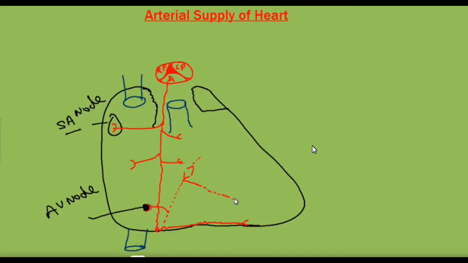And again, on the posterior side, it will give the posterior interventricular artery. So this is the nodal branch to the SA node. This is the atrial branch to the right atrium. This is the ventricular branch. It will supply the anterior surface of the right ventricle. This is the conus branch.